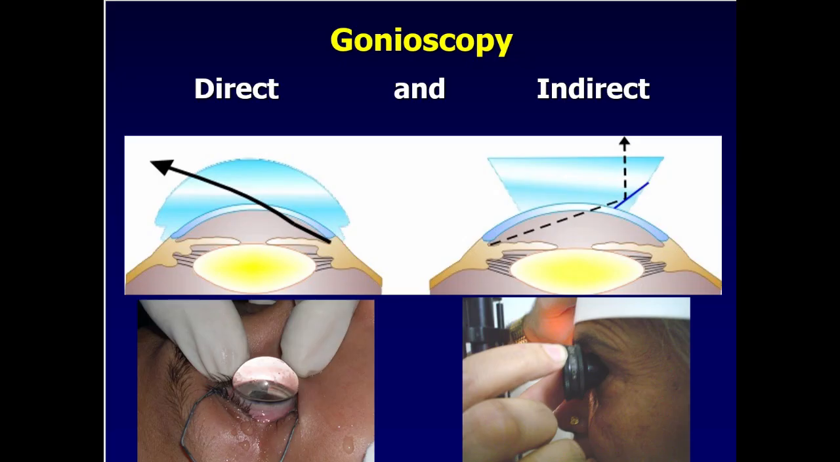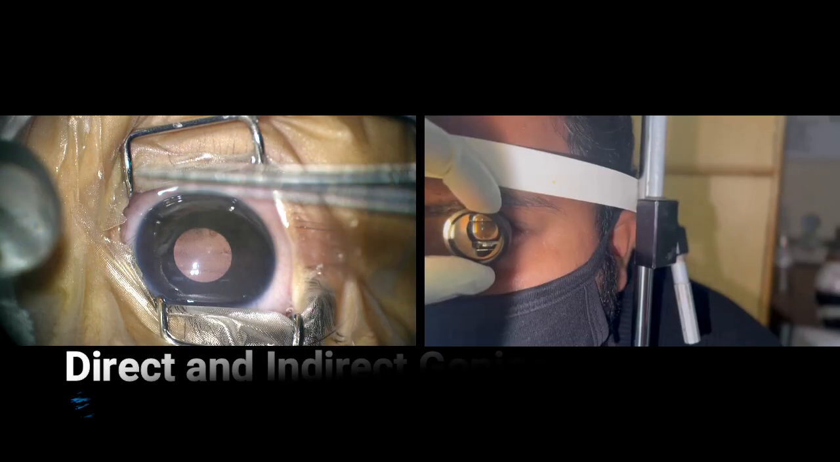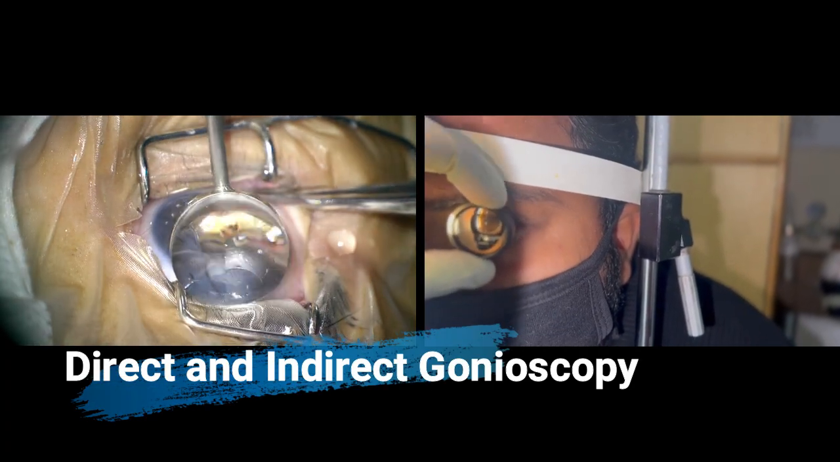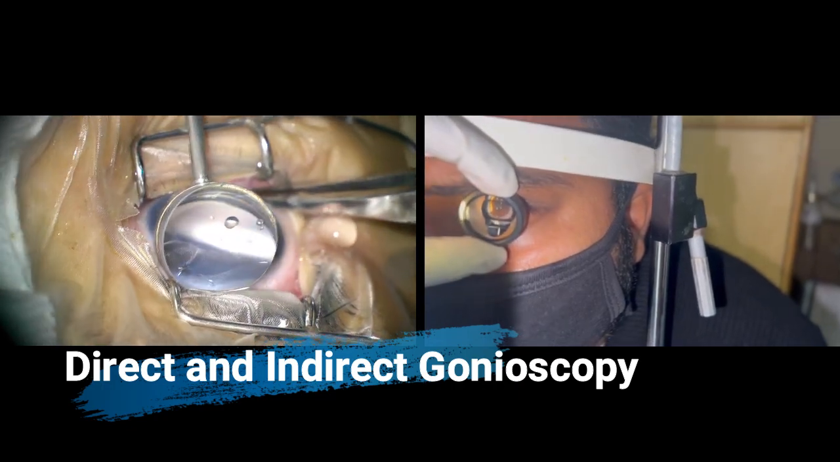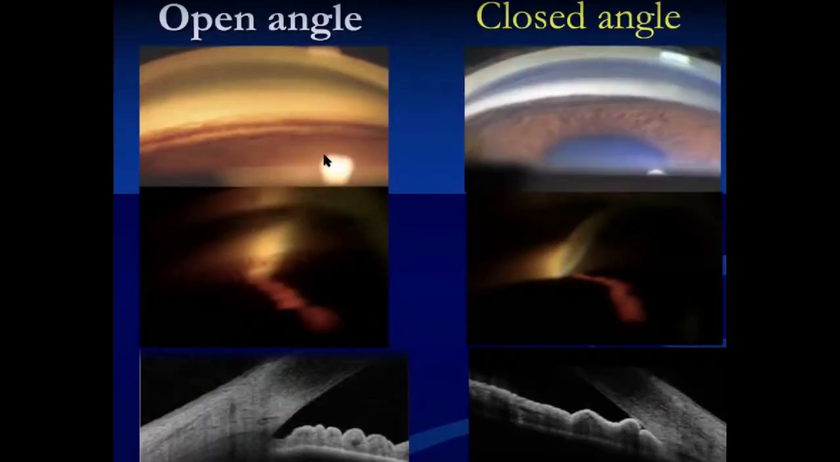We do two types of gonioscopy, direct and indirect. The direct being done intraoperatively and the indirect gonioscopy we do at the slit lamp. We have to identify whether the angle is open or it is closed.